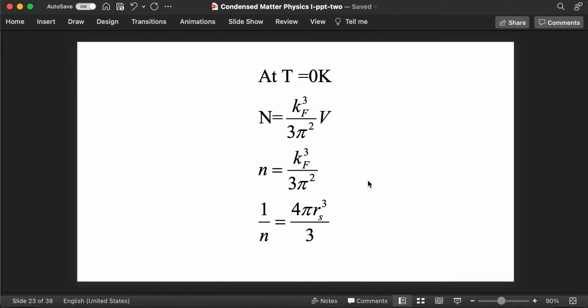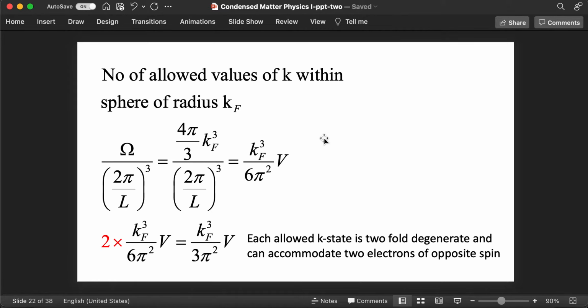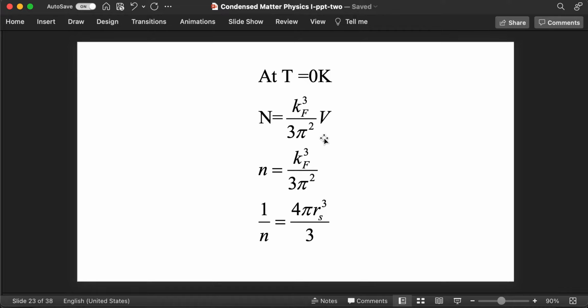So now at T equal to 0, the total number of electrons is related to the total volume in this fashion, which basically follows from here, because we have the total number of k states, and at T equal to 0 you can fill each of those k states with 2 electrons, so that gives you the total number of electrons. We have already taken into account that factor of 2, so that gives me the total number of electrons at T equal to 0 in terms of the volume V.